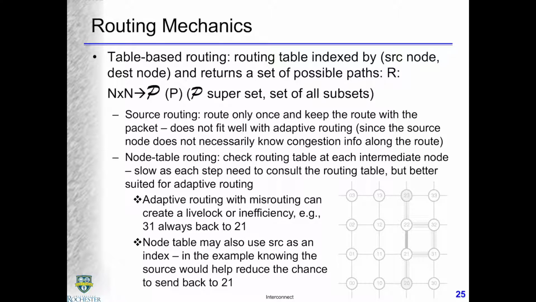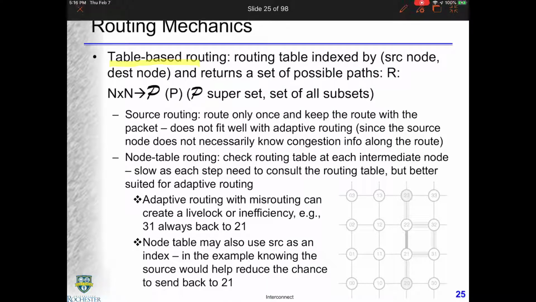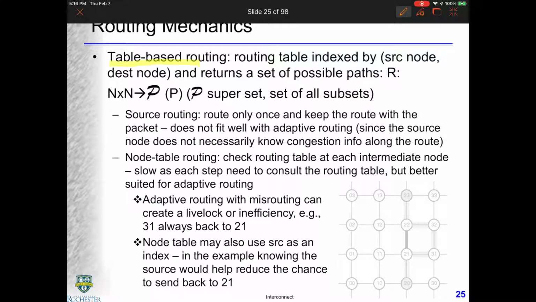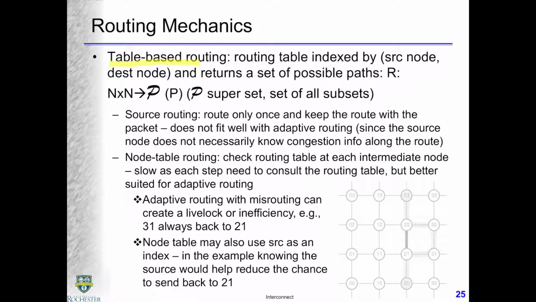How do we route? How do we make a decision that the packet goes out this channel versus that channel? The very first one that you would think about, probably because you know how the internet works, is table-based routing. You have a table. Let me change the color. I have a table. It holds these pre-computed decisions. The table is indexed by source node and destination node.